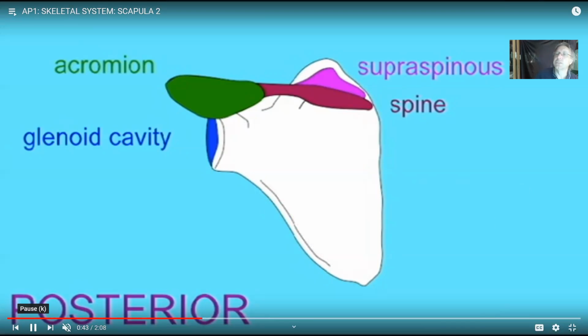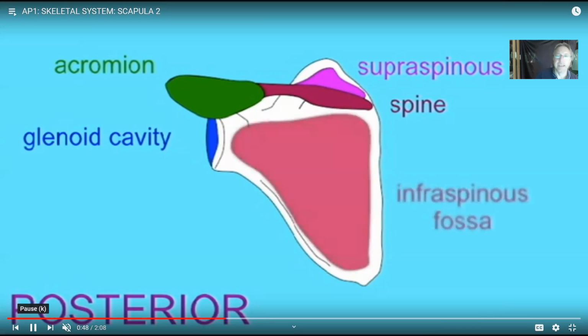These will be important because one of the rotator cuff muscles is named the supraspinatus. It has its origin here in the supraspinous fossa. Another rotator cuff muscle is the infraspinatus. It has its origin in the infraspinous fossa. So supraspinous fossa above the spine, as its name implies, the infraspinous fossa beneath the spine, as its name implies.